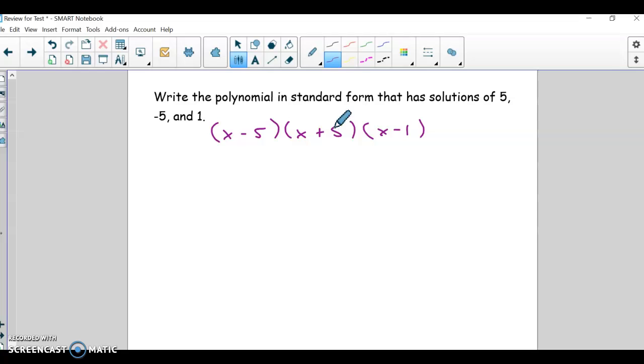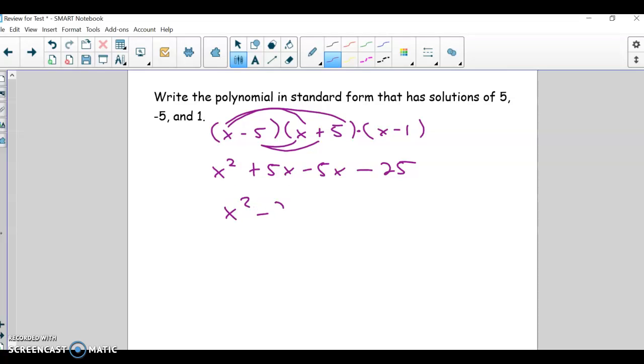All right, so it would look like that, and then we just multiply them all together to get it in standard form. So to do that, I would multiply the first two and then take that result times the end. So if I multiply the first two, I just FOIL: x times x, 5 times x, -5 times x, and -5 times +5. And then we're in luck because the middle two cancel out, which is kind of nice.